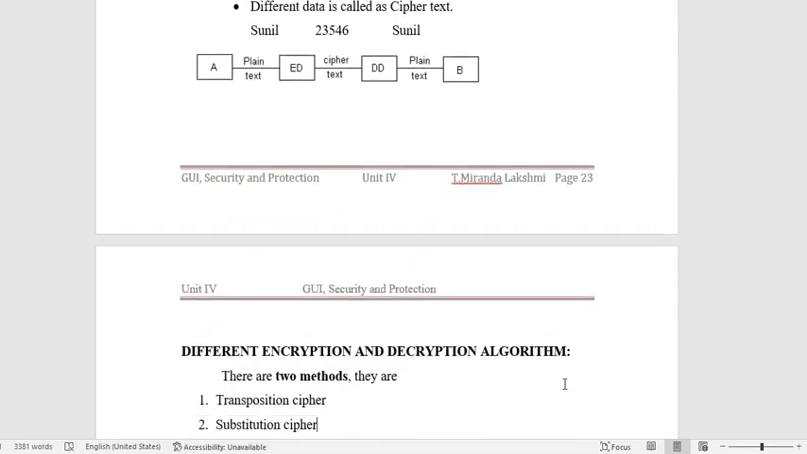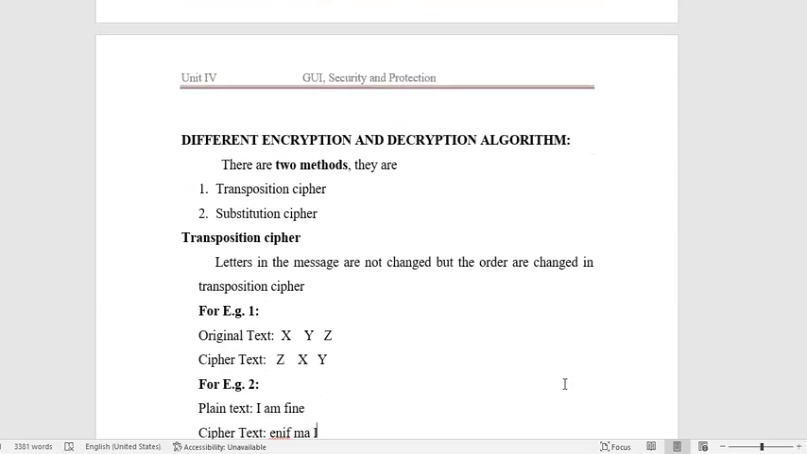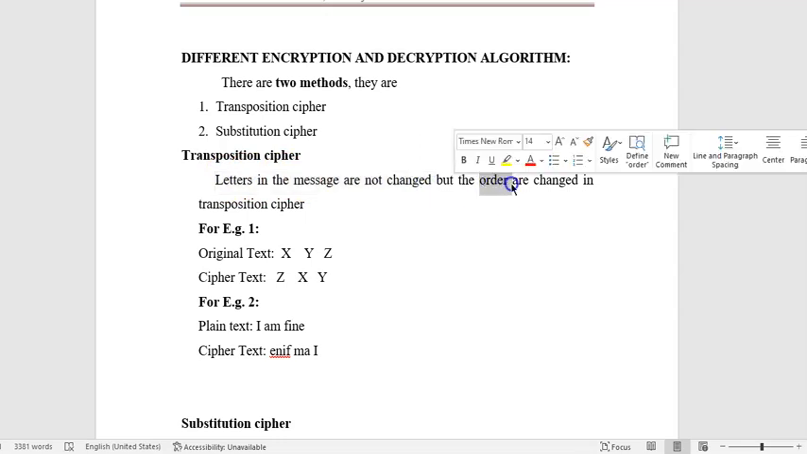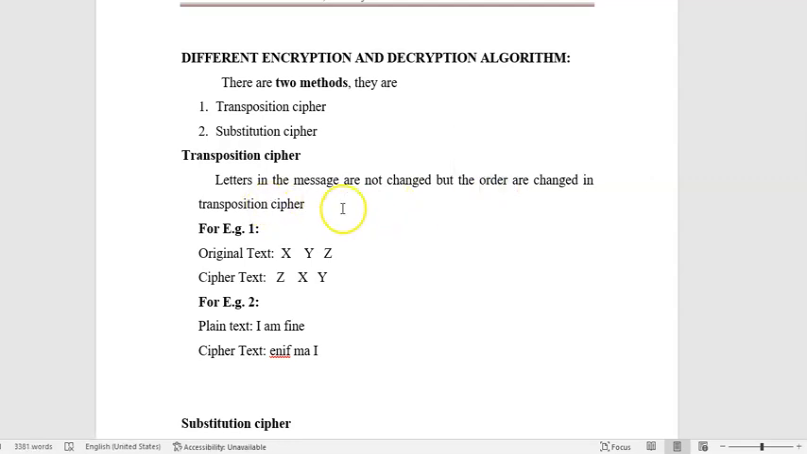Next, we are going to see the different encryption and decryption algorithms. There are two methods. One is the transposition cipher, the second one is the substitution cipher. From the name itself we can guess it. Transposition: we are going to change the position. Transposition means the letters in the message are not changed, but the order is changed. This is very important. We are going to change the order in the transposition cipher.